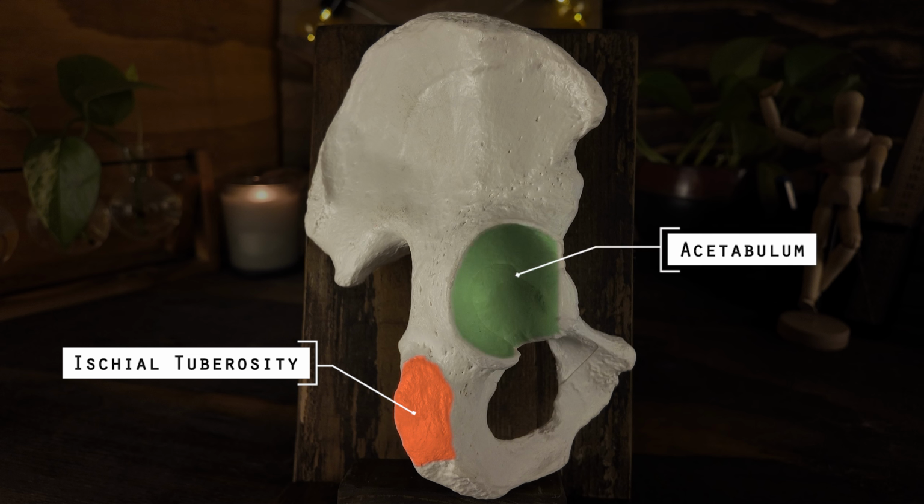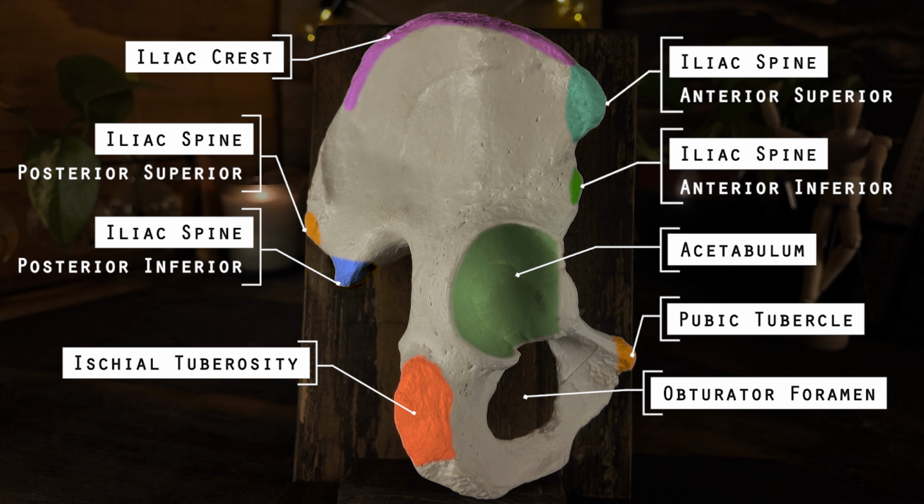Now here on the ischium, we have the ischial tuberosity, which is this large bony projection. And this large socket is known as the acetabulum, which articulates with the head of the femur. And finally, from this perspective, we can see some of the structures that we saw previously.